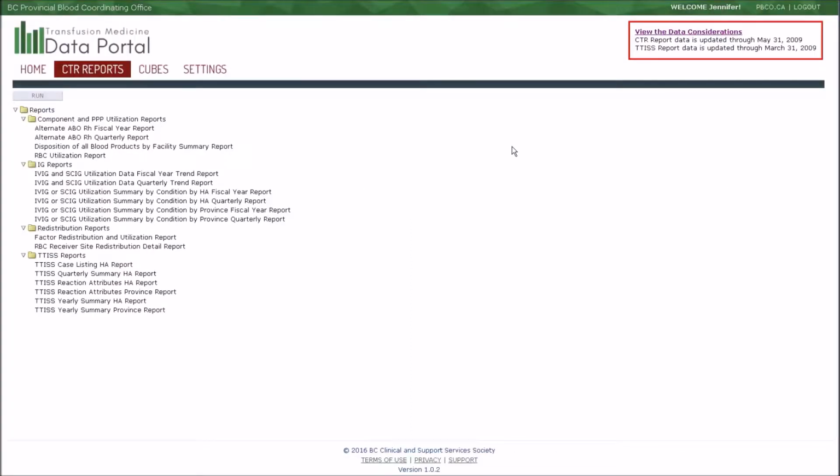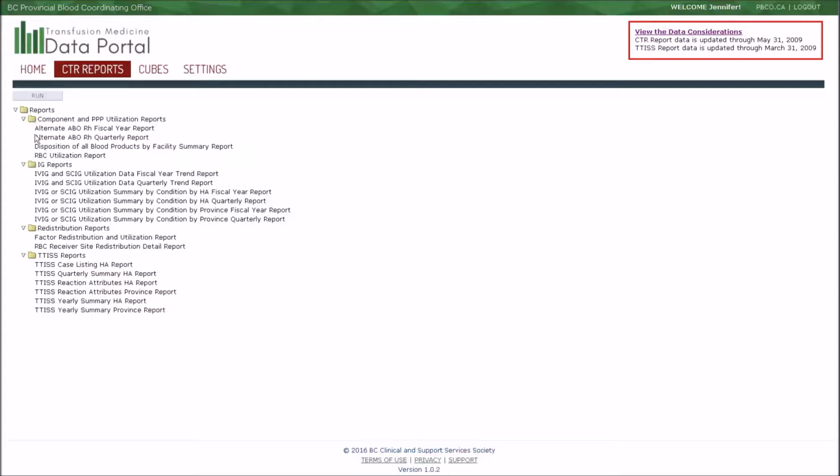To access the reports once you are logged in to the Transfusion Medicine Data Portal, select the CTR Reports tab. Here you will find a list of 18 prepared reports under 4 categories. We'll review each category and a brief bit of information about each report underneath. First is the Component and PPP Utilization Reports.